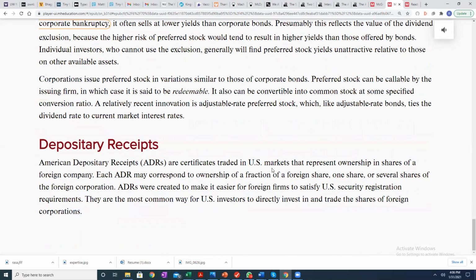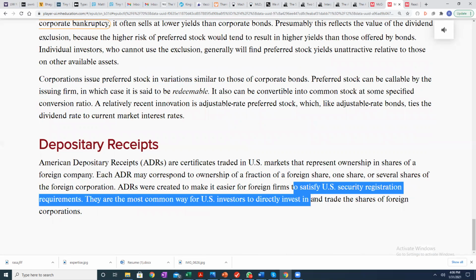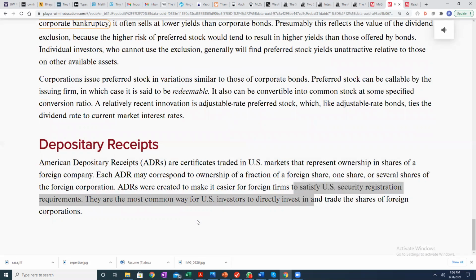Then we have depository receipts. These are certificates that trade in the US markets, representing ownership in shares of a foreign company. Each ADR may correspond to ownership of a fraction of a foreign share, one share or several shares. They are created to make it easier for foreign firms to satisfy US security regulation requirements.